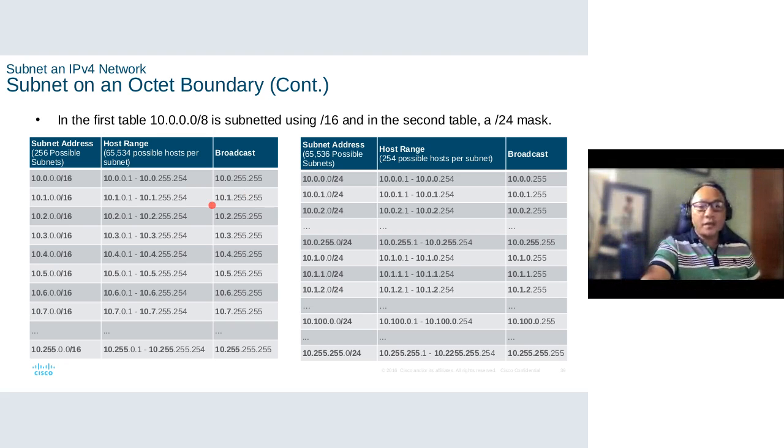Last time we also discussed a network address that has a prefix of /8. It can be subnetted using /16. So that means if the prefix is very low, the bigger the network is.